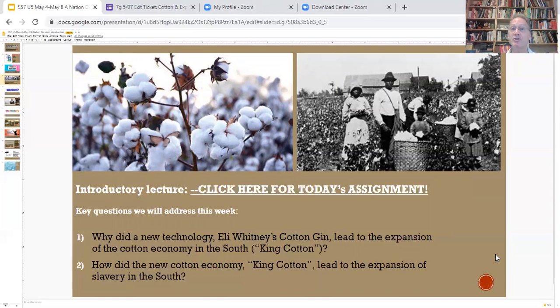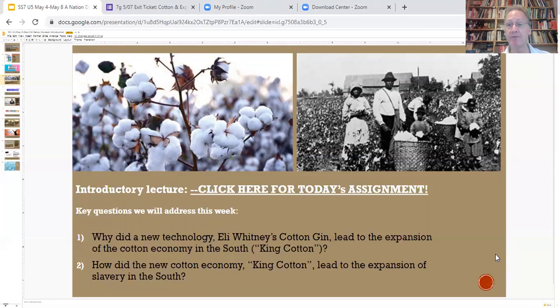Contrary to expectations, the number of slaves and the importance of the slave economy grew enormously, and I mean enormously, after 1800, all the way up to 1860, the year before the Civil War begins. So the question is, why? Why did slavery become even more important after 1800 than it had been before 1800, contrary to people's expectation? Well, it all has to do with cotton.